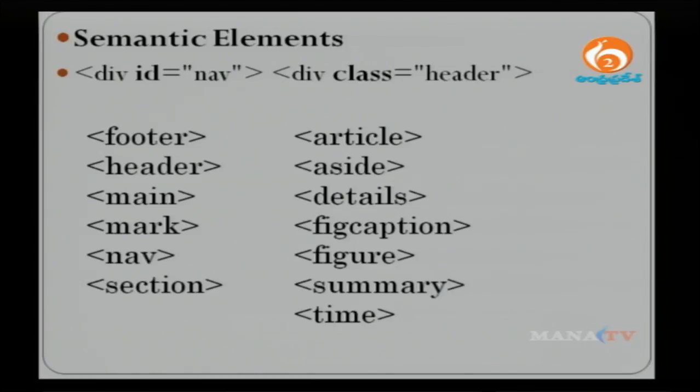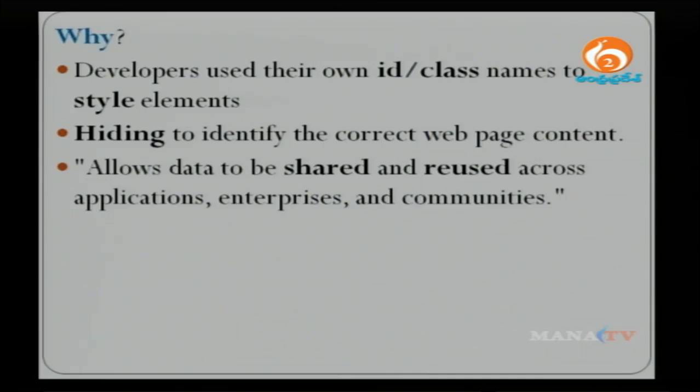Now you can see a lot of things here: figure related semantic tags, article related tags, summary as well as time, all those things. Why do we have to use these semantic tags? Why do we have to use them? And what is the main purpose of these semantic tags that we use in programming?